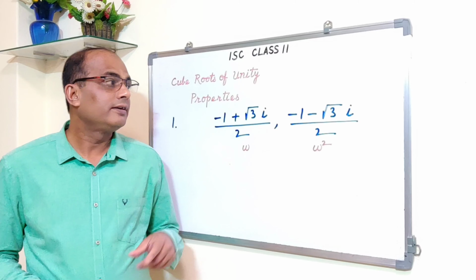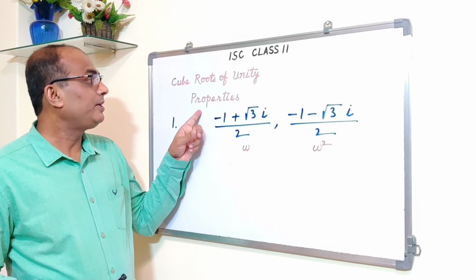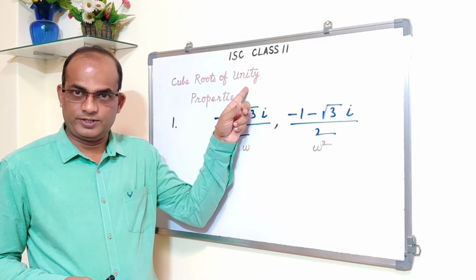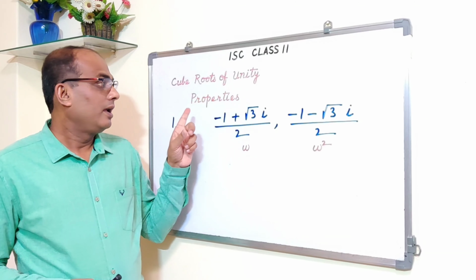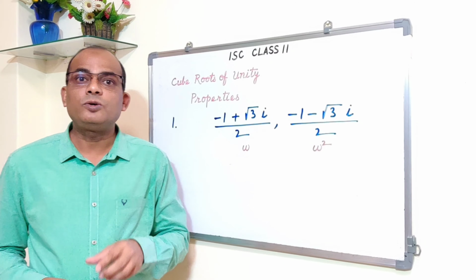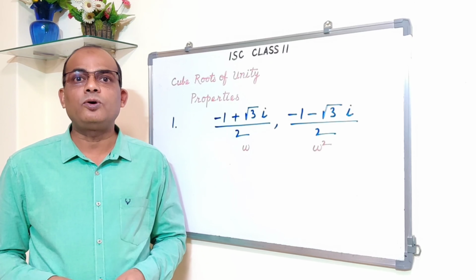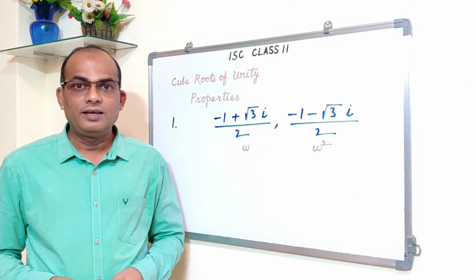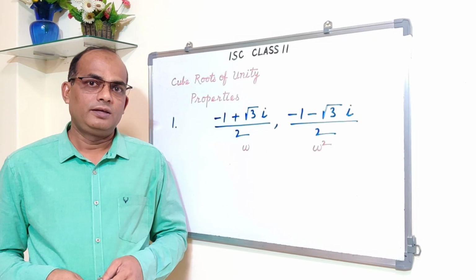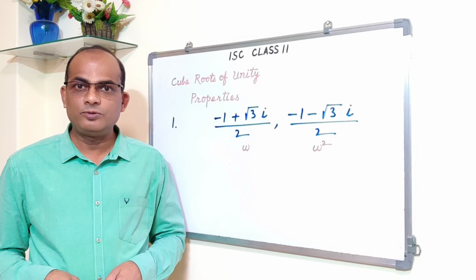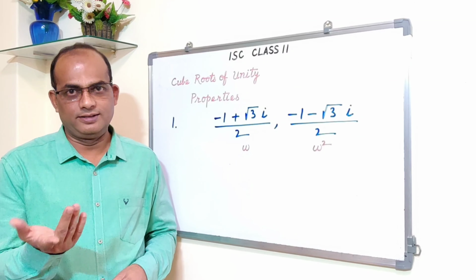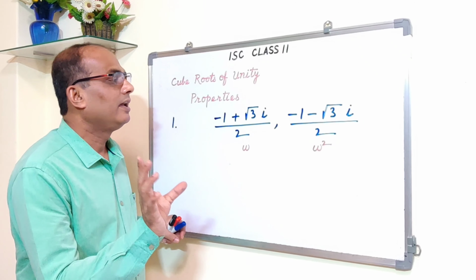Today's topic is properties of cube roots of unity. The first property is: each complex cube root of unity is the square of the other. Just see.